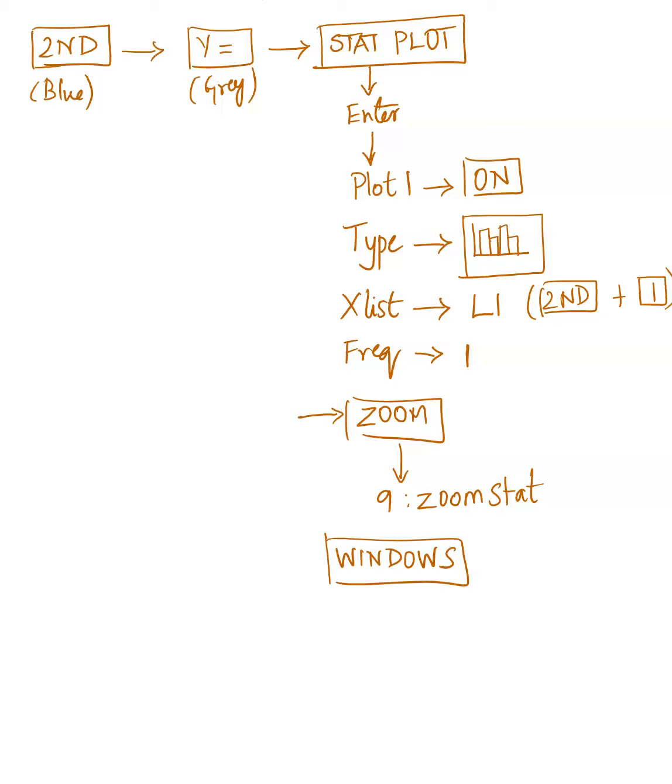What it did for me was, when I went to Zoom Stat, which is zoom number 9, it automatically adjusted the Y window for me, which I didn't do myself. So that really helps you. So you want to make sure that the windows are set for the right values. And then I want you to press graph. Okay, so if you did Zoom Stat, it takes you to the graph.